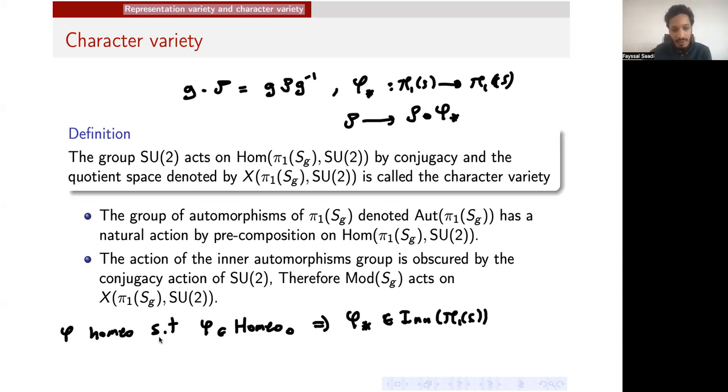And this implies that if you take a homeomorphism that is isotopic to the identity, then its action is absorbed by the conjugacy action of SU2. And this implies that the mapping class group acts on the character variety. So what we have here is an action of the automorphism group on the representation variety, and an action of the mapping class group on the character variety.